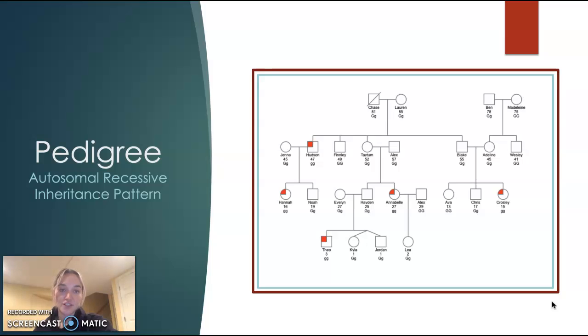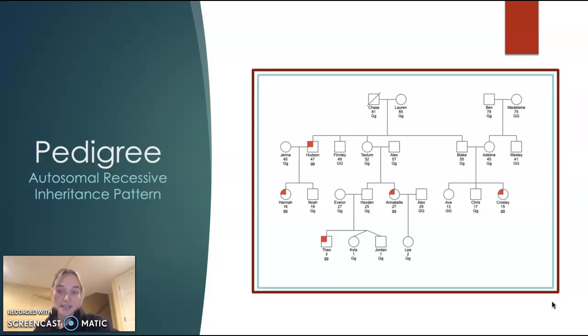This pedigree demonstrates an autosomal recessive inheritance pattern. Many of the other conditions we learned about in this course would have a similar look in a pedigree for this kind of inheritance pattern, but we can just take a look at a few here. So Chase and Lauren at the top, they are both carriers of Pompe disease, and due to this, there's a 25% chance that one of their offspring may express the condition.